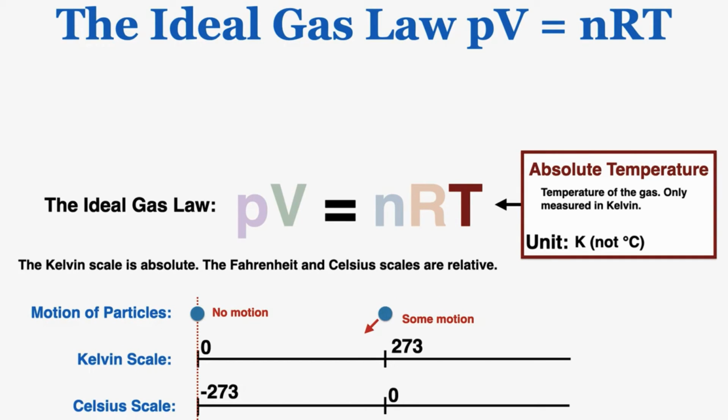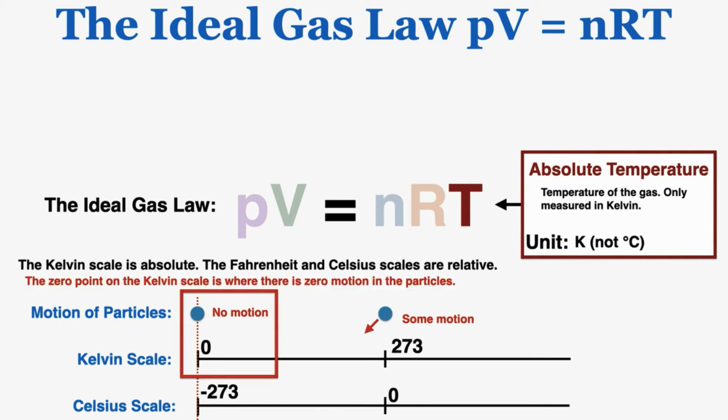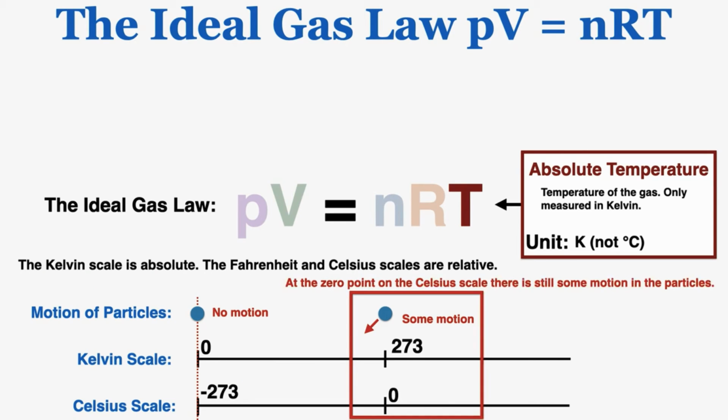The Kelvin scale is an absolute scale, and the Fahrenheit and Celsius scales are relative. What this means is that at 0 degrees Kelvin, there is literally no temperature. Temperature is just a measurement of the random motion of particles, and at 0 degrees Kelvin, there is literally no random motion of the particles at all. So the 0 point of the scale is where there is actually 0 of the thing it's measuring. At the 0 point on the Celsius scale, there is still some motion of the particles, so Celsius is a relative scale, so we can't use it in the ideal gas law because the 0 point still has some movement.